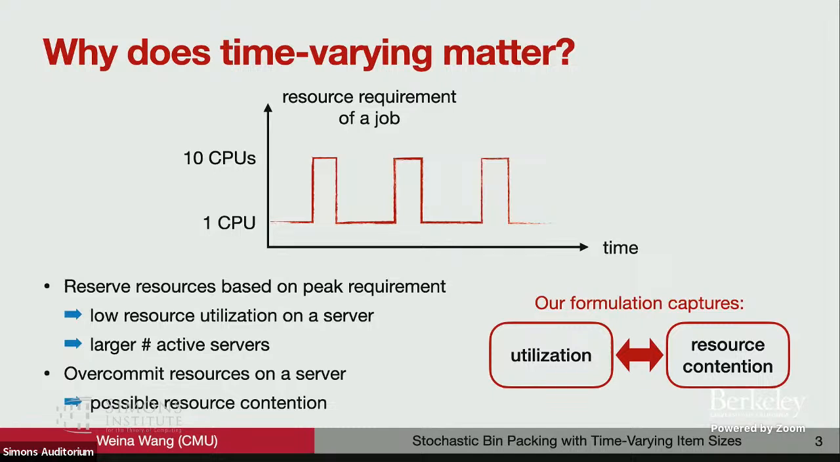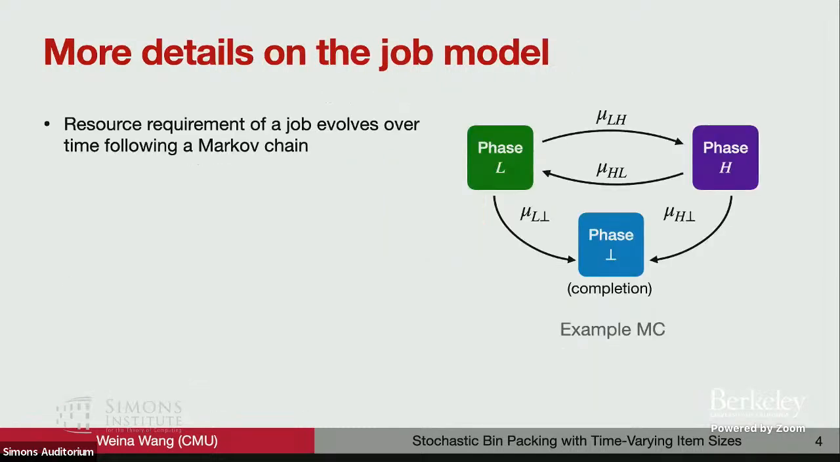Now let me tell you a little bit more about our job model. I said the resource requirement is going to change over time. This is how exactly it changes over time: it's going to follow a Markov chain. In this example, the Markov chain has two main phases. The phase L means the resource requirement is low, so it requires a low number of resources. Another phase is H, high, so it requires a larger number of resources. And it could transit over time according to those transition rates.